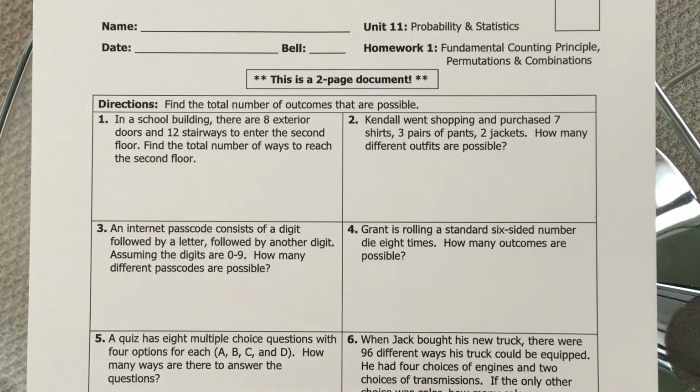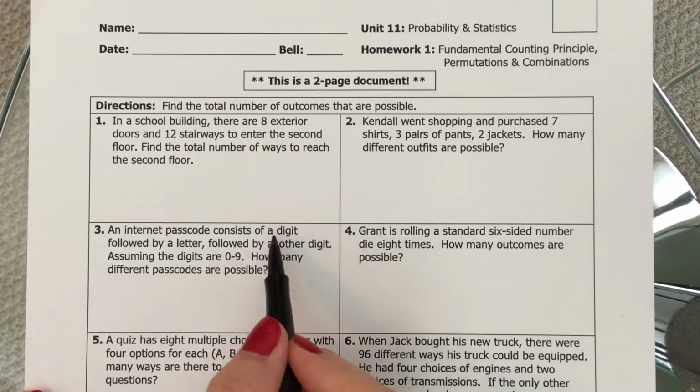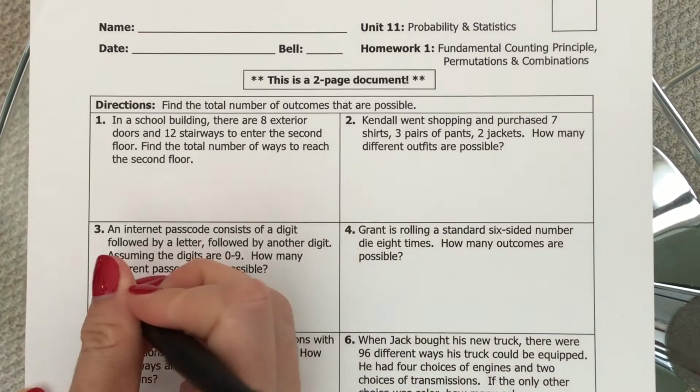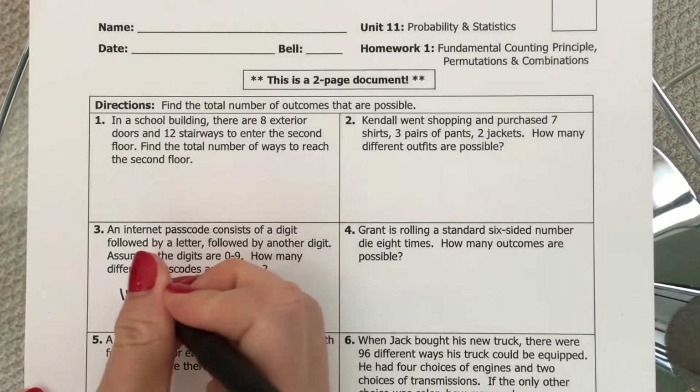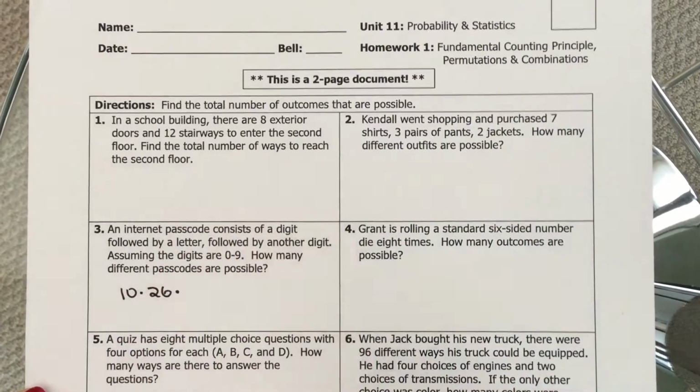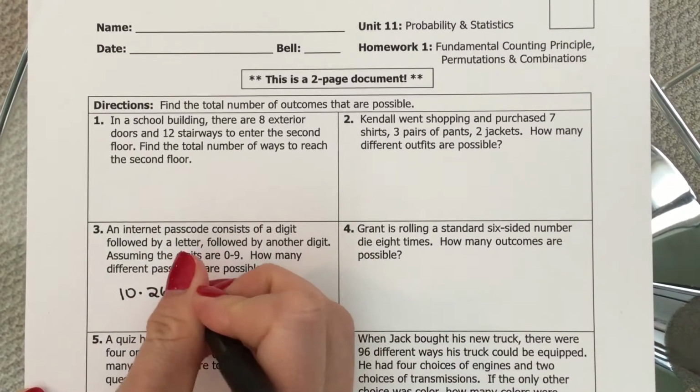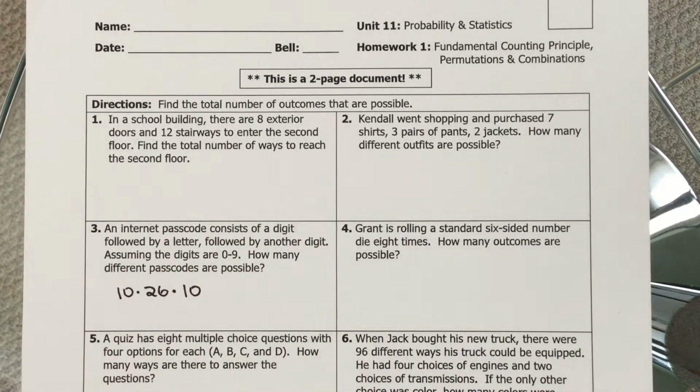So let's look at number 3. An internet passcode, a nice short passcode, consists of a digit followed by a letter followed by another digit. Digits are 0 through 9. So how many different passcodes are possible? The possibilities for the first digit, the digits 0 through 9, there are 10 possibilities, followed by a letter. There are 26 letters, followed by another digit. So there are 10 digits.